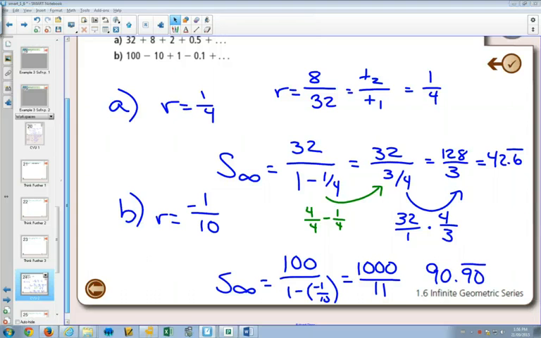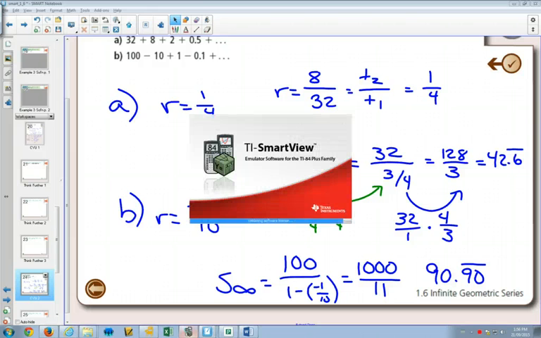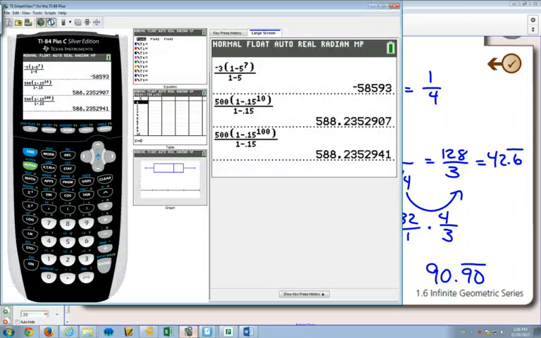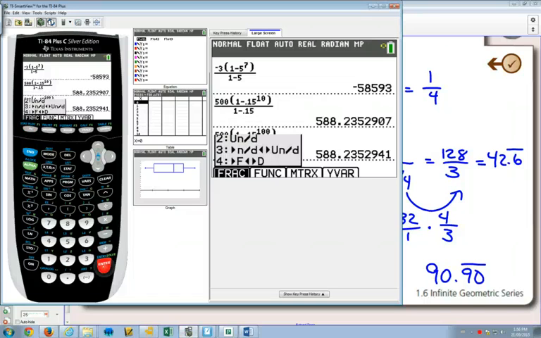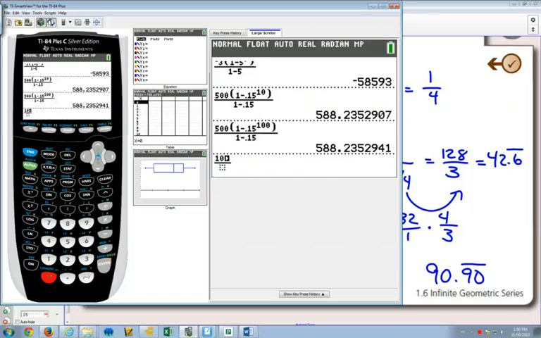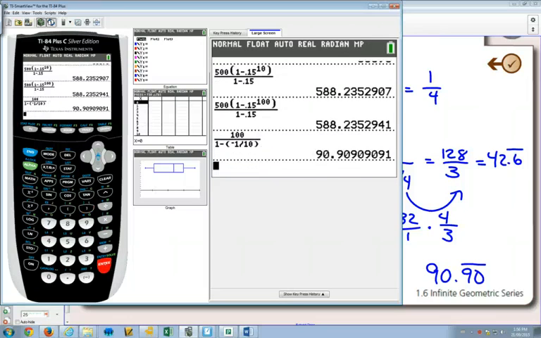Just to show you some neat things on your calculator here. I'm going to go to my fraction function, and I'm going to write this exactly as it was, which was 100 divided by 1 minus, in brackets, negative 1 divided by 10. So that's exactly what we wrote down. If you push enter, you're going to get the 90.9090 repeated that we saw.